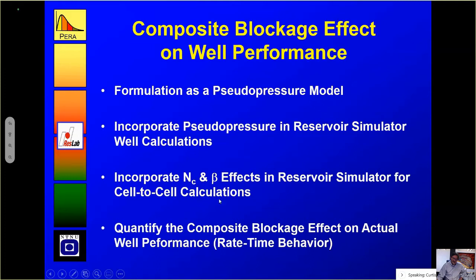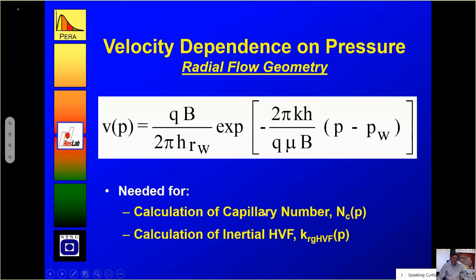And the reason for this is so that you can do your fine gridded single cell models, including the capillary number and beta dependency, to get the right answer, and then compare that with the pseudopressure treatment that includes also capillary number and beta. And then just generally to study the composite effect of all of these on actual well performance.